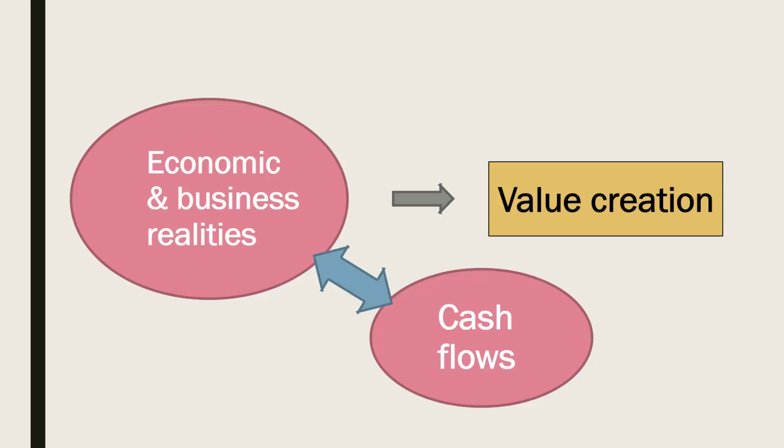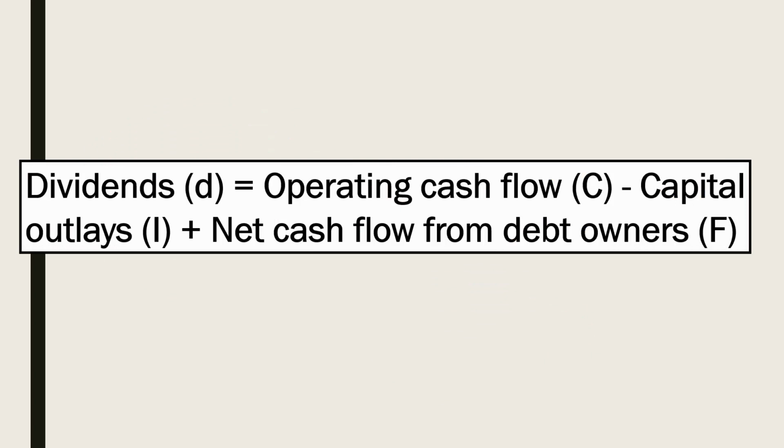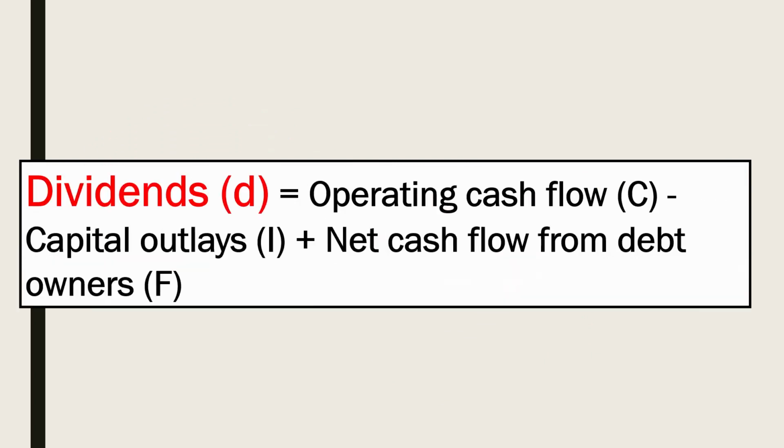Dividends and cash flows are related. This relationship can be expressed like this. Dividends D equals operating cash flow C minus capital outlays I plus net cash flow from debt owners F.